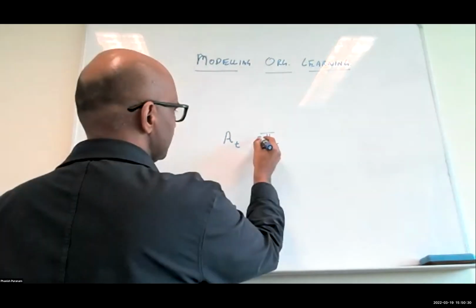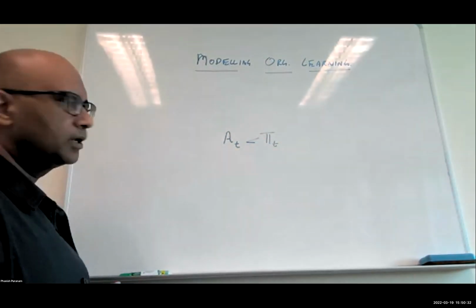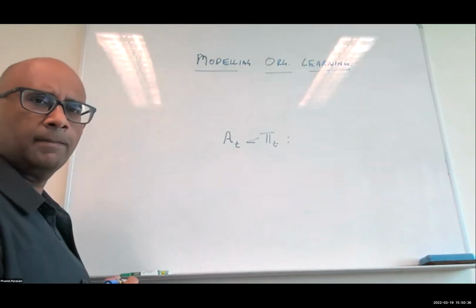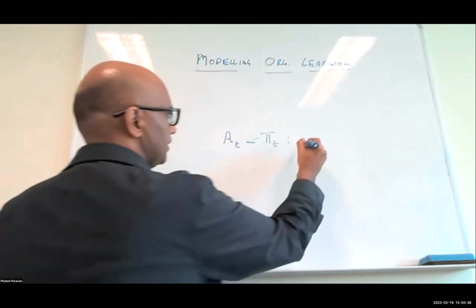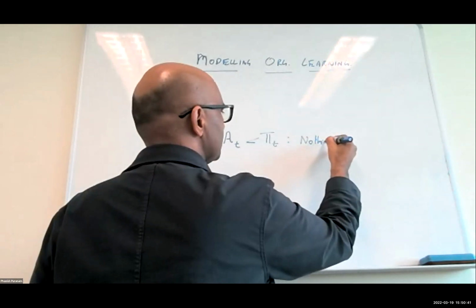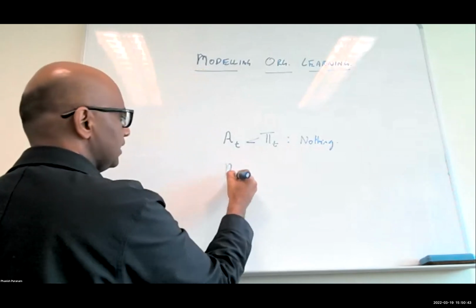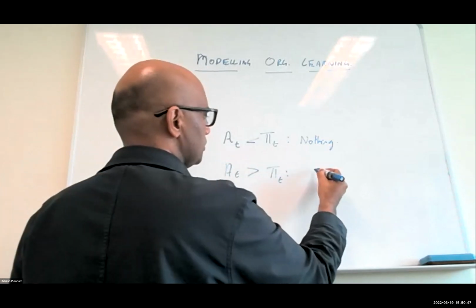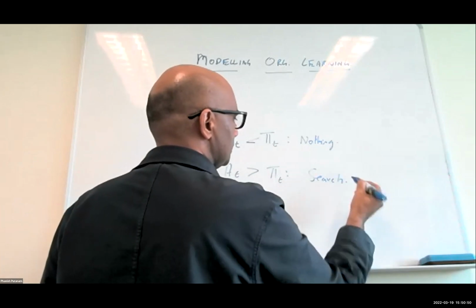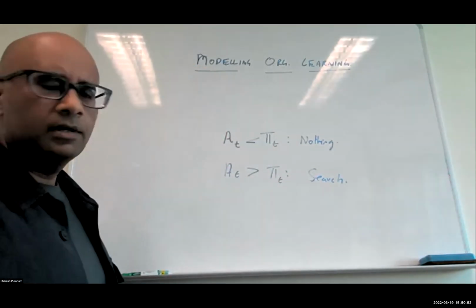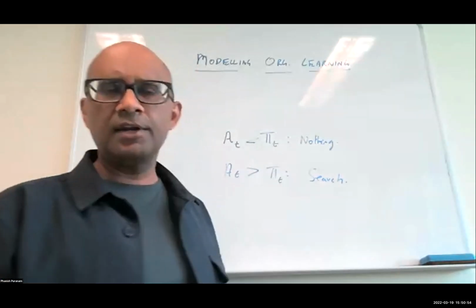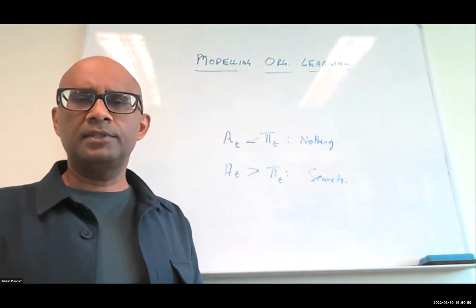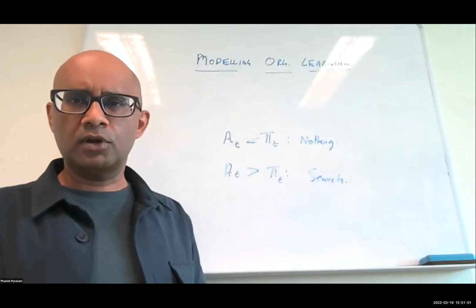And if it turns out that performance is greater, then what do I do in this theory? Nothing, right? So I don't do anything. Nothing happens. On the other hand, if the aspiration level is greater than your performance, then you do something. What do you do? You search. Search, we just discussed, is the generation of alternatives.